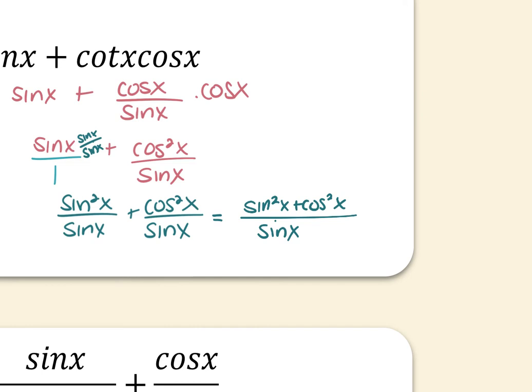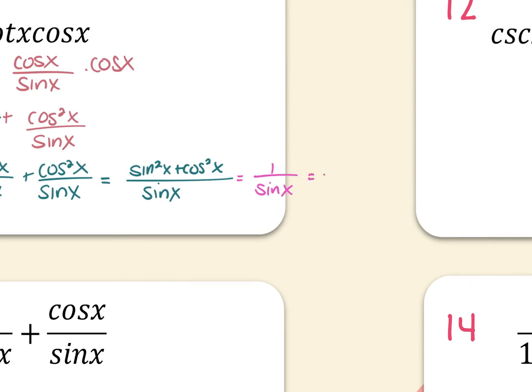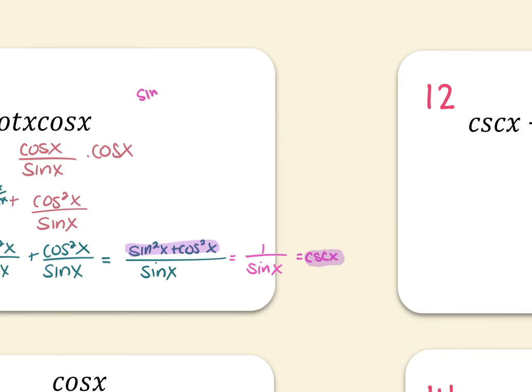Sine squared plus cosine squared is 1. It's a Pythagorean identity, right? And then 1 over sine x is simplifiable: cosecant. So cosine squared and sine squared is 1. Sine squared plus cosine squared equals 1. So that whole thing gets replaced with 1, and then you have 1 over sine, and that becomes cosecant.